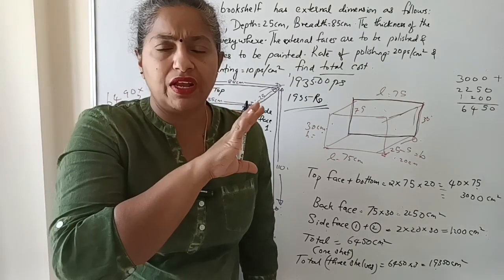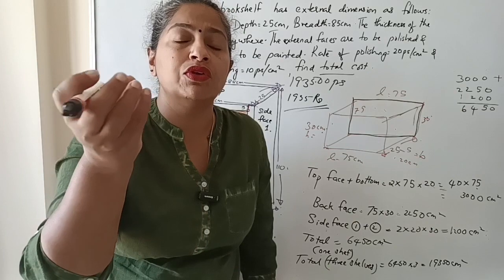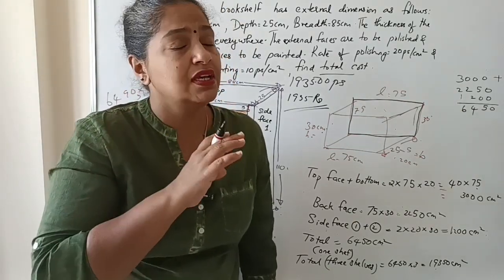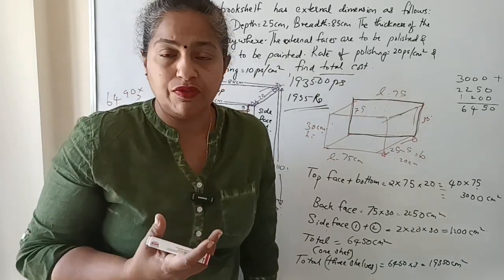Now I hope you are having a very clear idea about how to segregate the area and how to reduce the thickness and how to discount for open shelves or open rooms, etc. Okay. So now it is time for us to move on to the volume of a cube and cuboid.